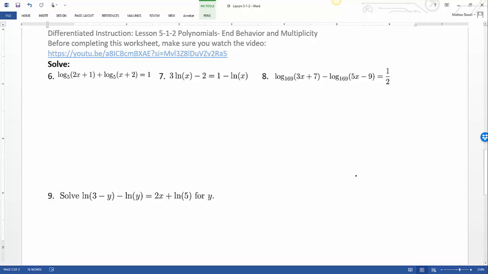Okay, so solving these, I get log base 5. And this is going to be 2x plus 1 times x plus 2 equals 1. Base 5 to both sides.